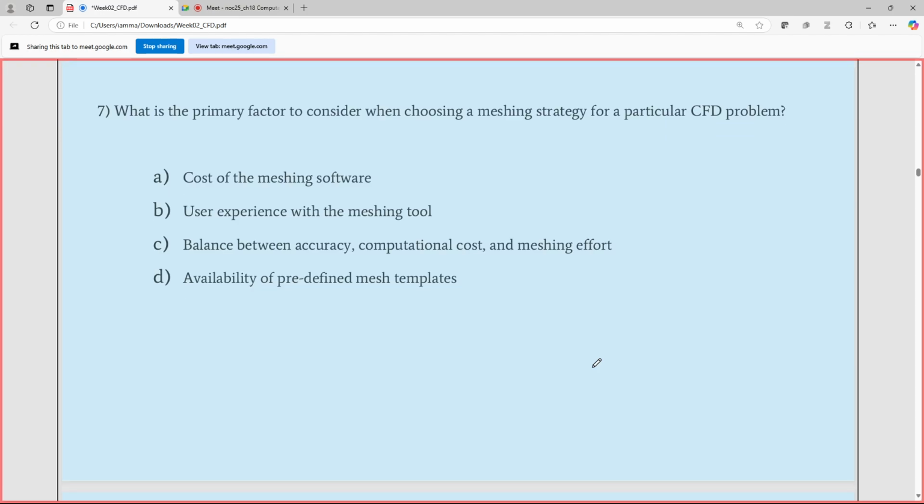Next question. What is the primary factor to consider when choosing a meshing strategy for a CFD problem? I hope this question can be answered by all. Option A, cost of the meshing software. Option B, users' experience with the meshing tool. Option C, balance between accuracy, computational cost, and meshing effort. Option D, availability of predefined mesh templates. That's a straight practical, applicative question. Try to answer.